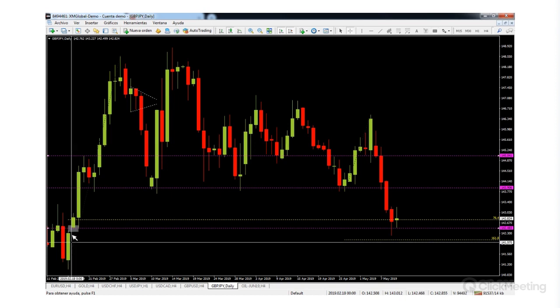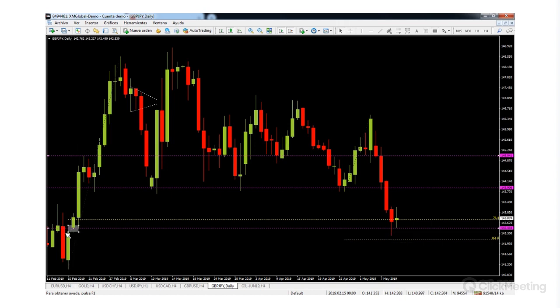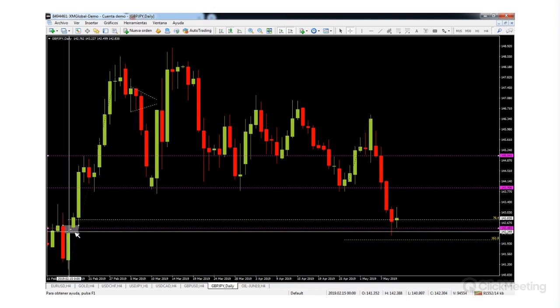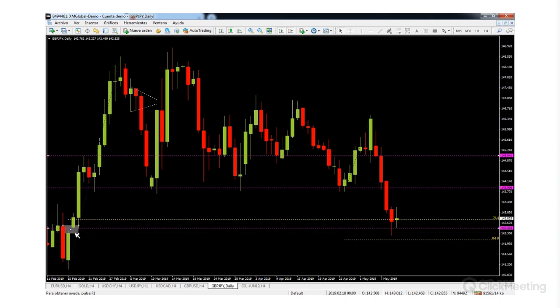The gap from February 15. All right. I think that was February 15. Let's have a look. Yep. From Friday, February 15 to Monday, February 18. So that gap we just filled on this upside, and now we have an indecision daily candle right here at this level, which is also the 76.4% of the A to B move.